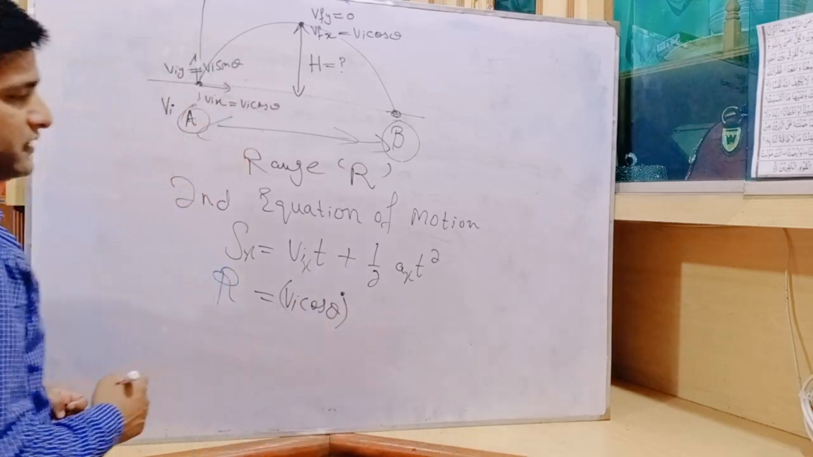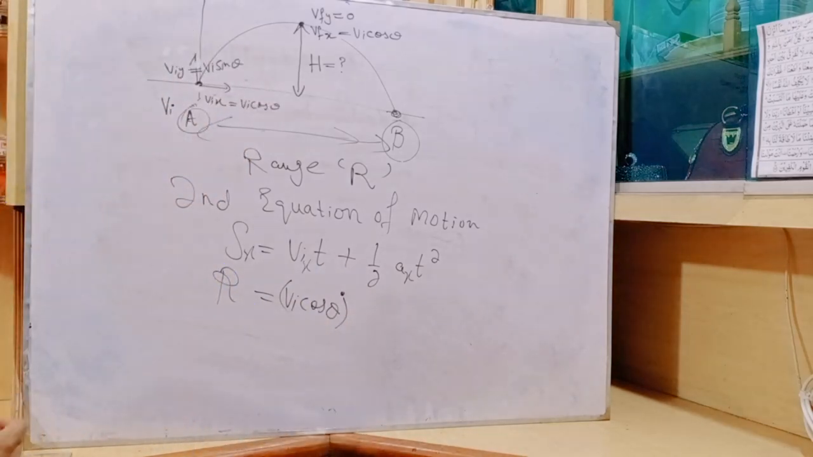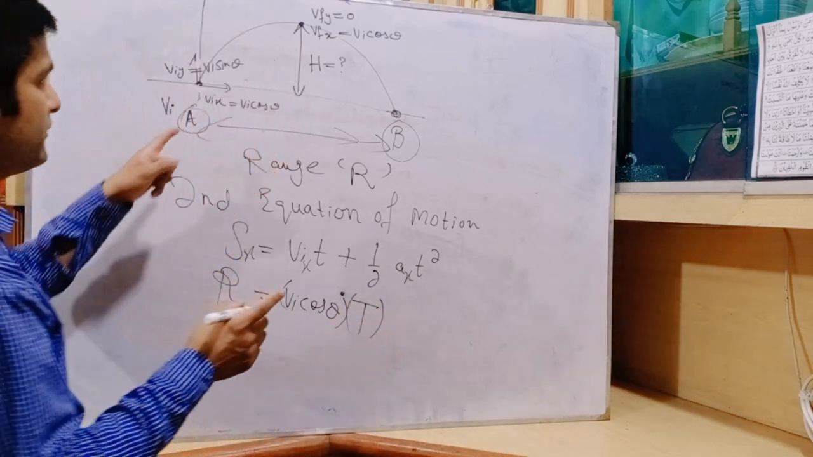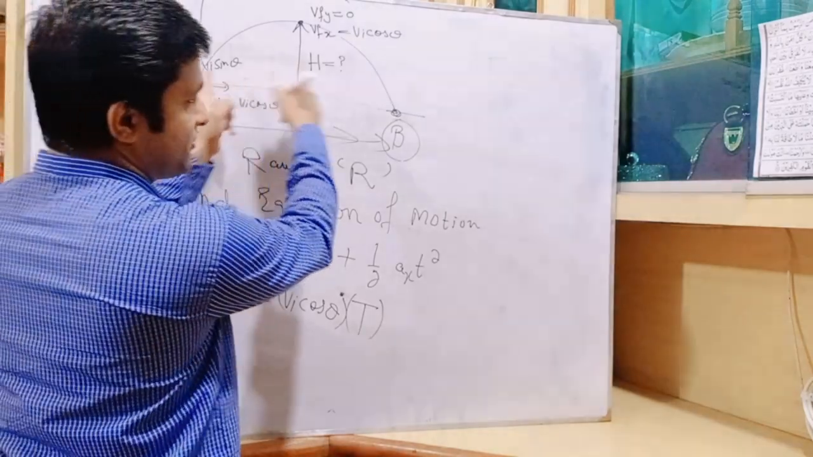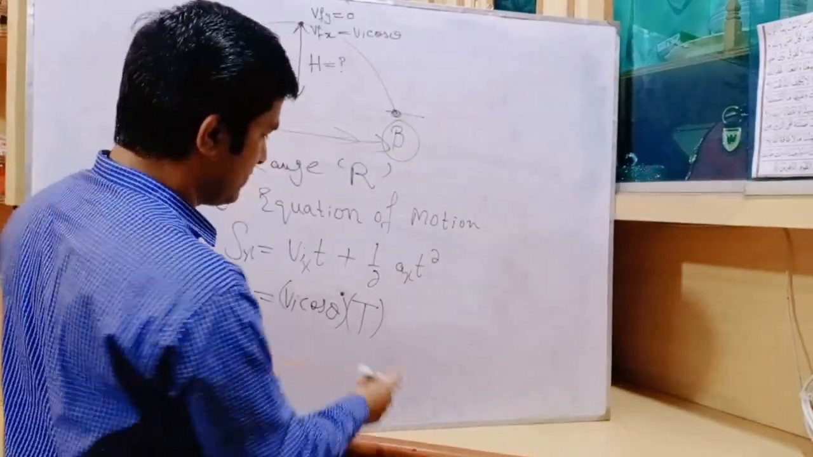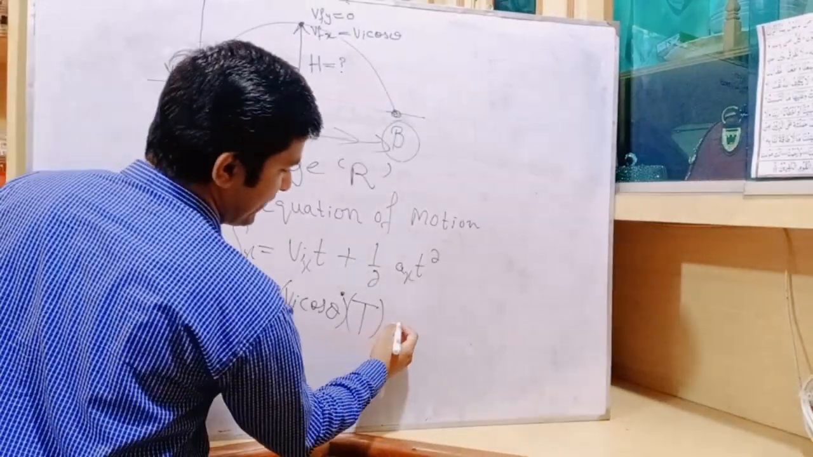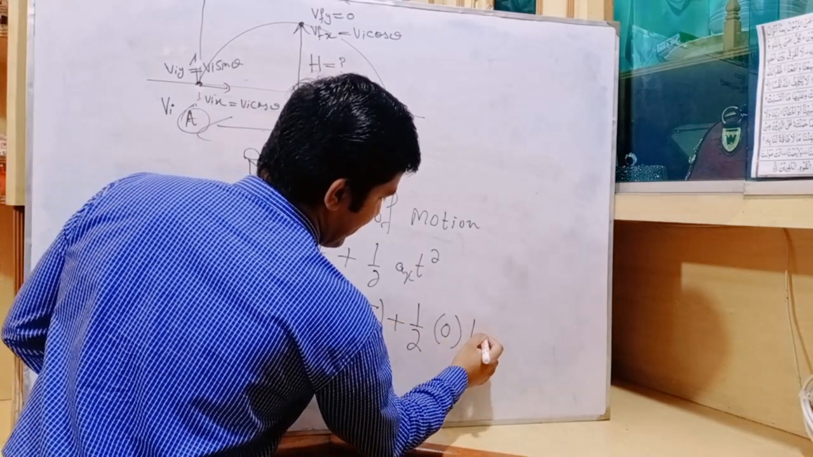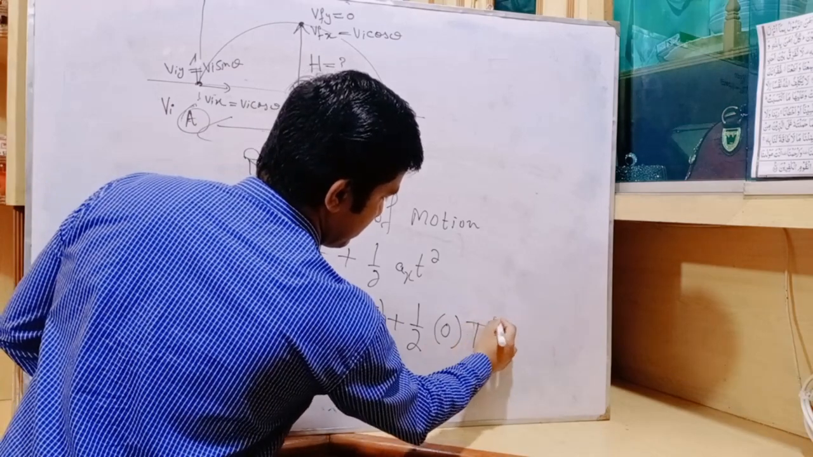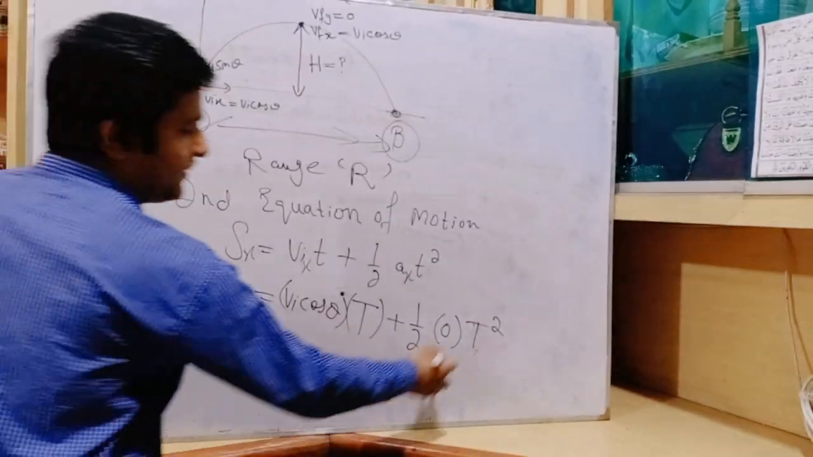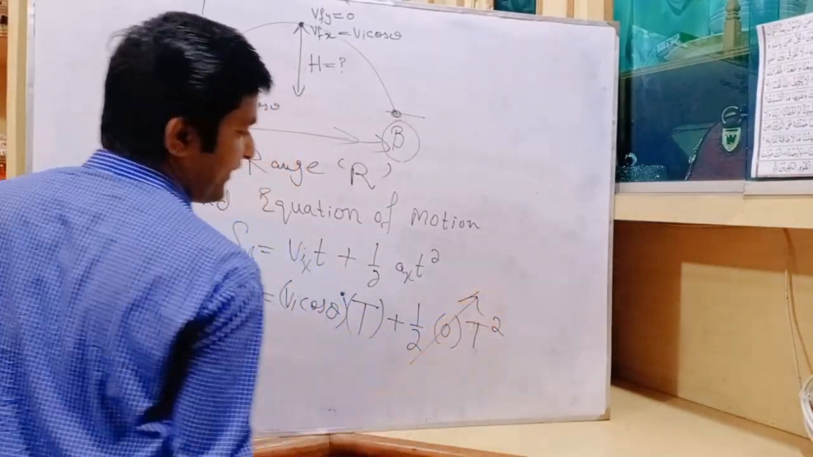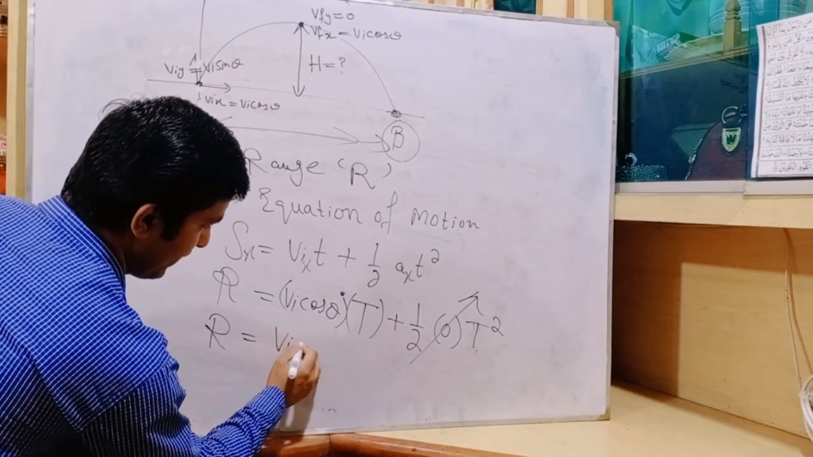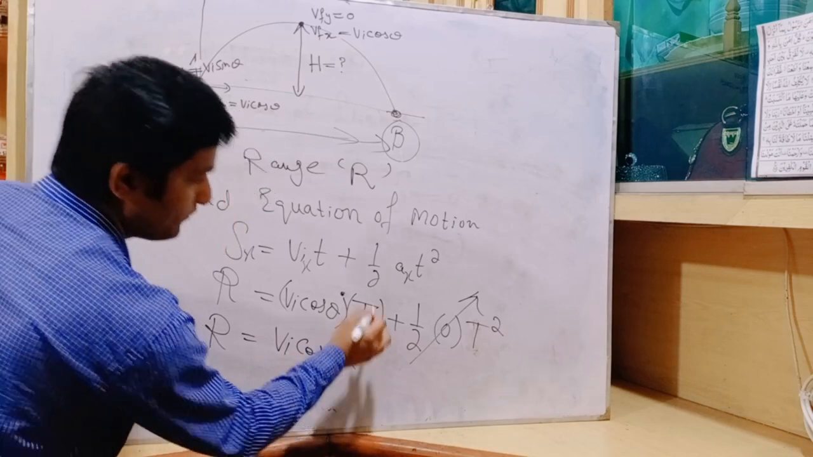T. T is time, right? Time of flight. The total time taken to move from point A to point B. That is time of flight. So that's why I put capital T over here. 1 by 2, ax is 0, and t square. So this side will be canceled because this is zero. So range will be Vi cos of theta into time of flight.